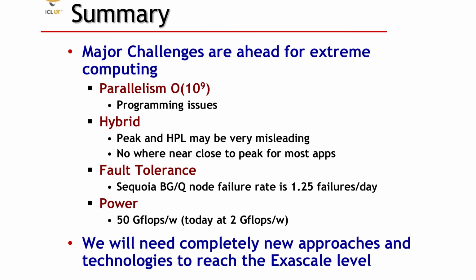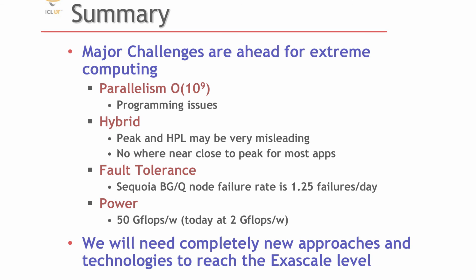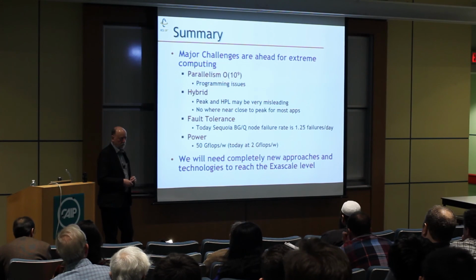we have to get better. We have to get better efficiency. We can't stay at 2 gigaflops per watt. The machines that we build in the future have to be more like 50 gigaflops per watt, and that's going to be a struggle to get to. But there are signs that we can actually get to that point. So we need to come up with new approaches and technologies to reach exascale and to be successful on the machines that are coming down the line.